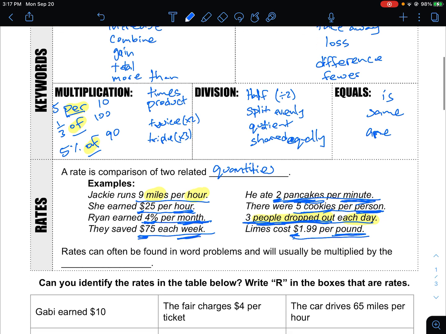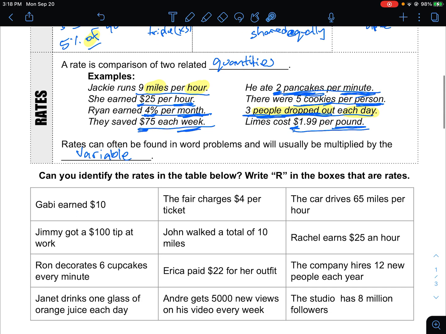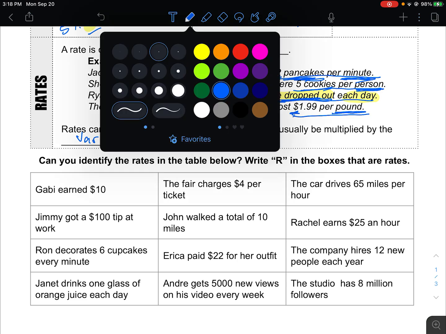So why are rates important? Well, rates can often be found in word problems and will usually be multiplied by the variable. So if you identify the rate, normally it will be multiplied with a variable. Will this be the case all the time? No, but oftentimes it will be. So let's do some quick exercises to see if we can identify rates from these sentences below. Write R in the boxes that are rates. So which one of these things are rates?